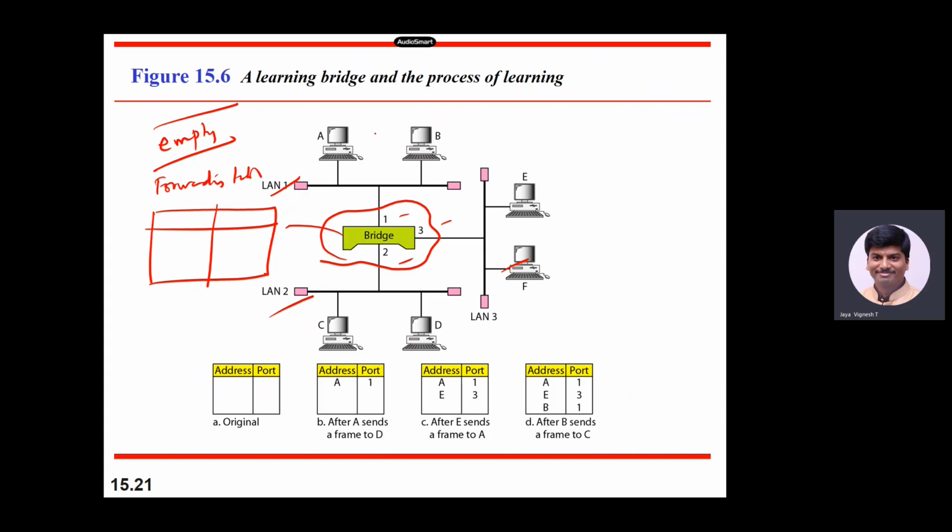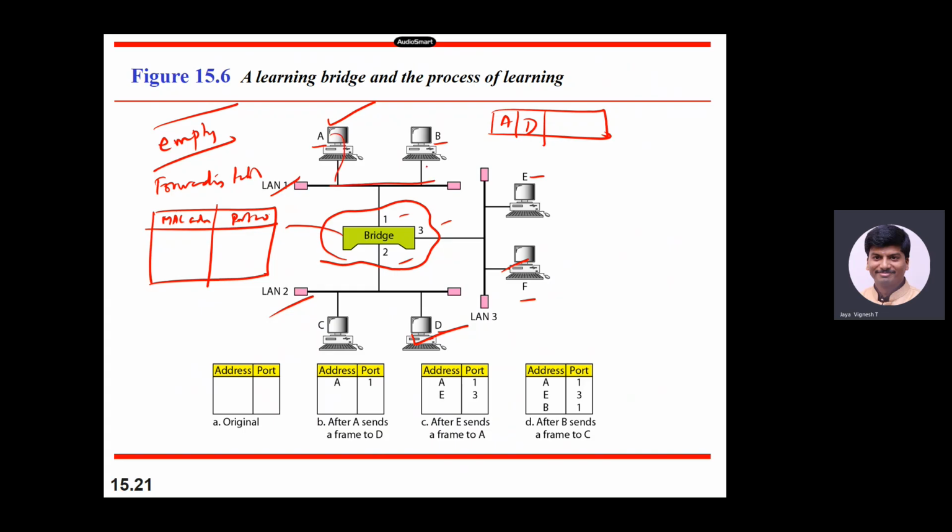So now let's look at the first case. Suppose station A in LAN 1 wants to send a frame to station D in LAN 2. All these letters that you see are the MAC addresses. Just for simplification, the forwarding table is only going to contain MAC addresses and the port number. Now when A wants to send a frame to D, it is going to put in the header: source address is A, and destination address is D.